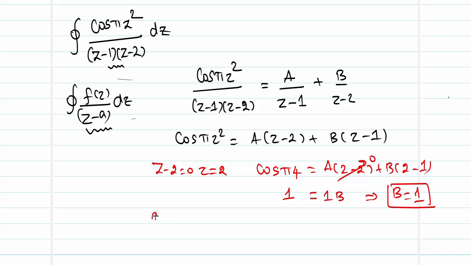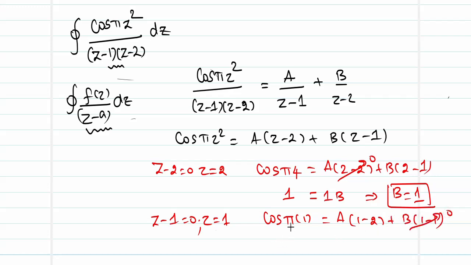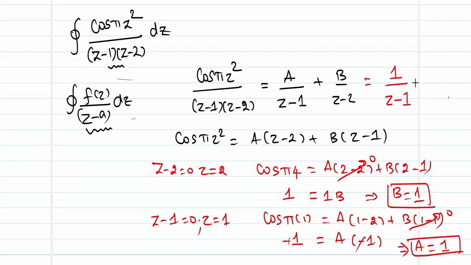How to get the value of A? Replace the remaining factor, z − 1, as 0. So z is taken as 1. When I put z as 1, I will have cos(π·1²), which is cos π, equal to A into (1 − 2) plus B into (1 − 1). So 1 − 1 will become 0. So I have cos π, which is −1, equal to A into (1 − 2), that is again −1. So the minus signs cancel off, and A takes the value 1. Now putting it back, I have 1 divided by (z − 1) plus B, which takes the value 1, divided by (z − 2).